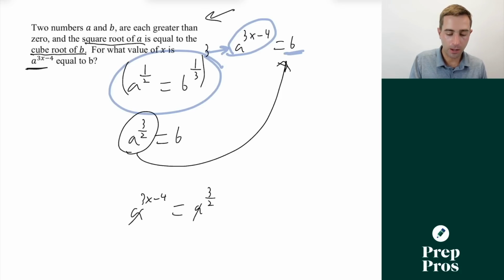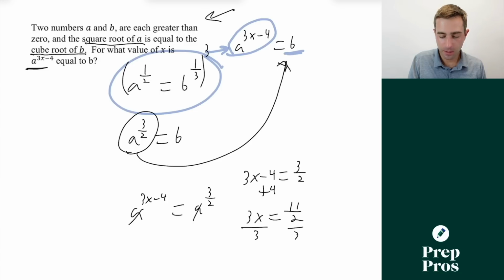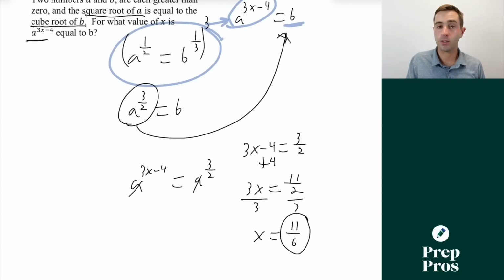Now we can cancel out our bases, and now we know that 3x minus 4 is equal to 3 over 2. So I'm going to add over my 4, which is the same as 8/2. So this will give us that 3x equals 11 over 2. Now we can divide both sides by 3. And this is going to give us that x equals 11 over 6. And that will be our correct answer there.